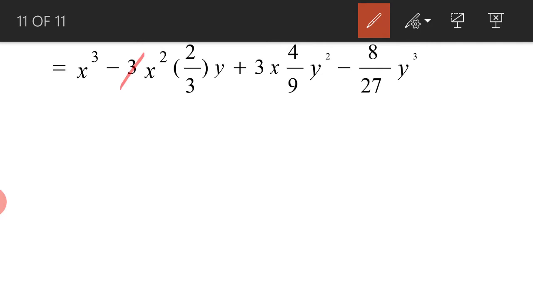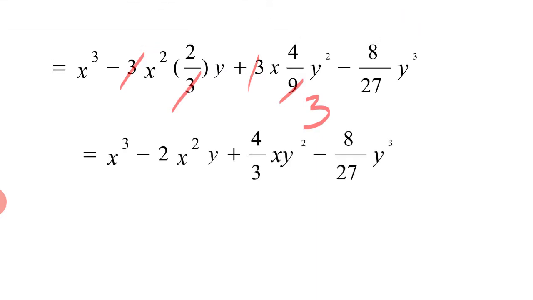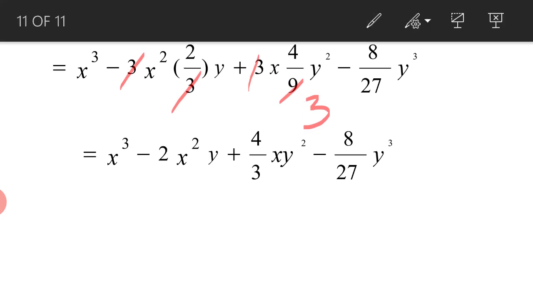So here 3 and 3 will cancel. 3 ones are 3, 3 threes are 9. So now after doing cancellation, what do we obtain? x cube minus 2x square y plus 4 by 3 x y square minus 8 by 27 y cube. Understood, children? So this will be the expanded form. See the brackets. How many terms are there? 4 terms. Is it okay? So you must remember that expanded form means answer should be in the form of sum of terms. There should not be any bracket. Is it okay?